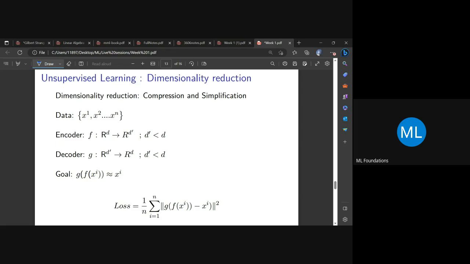Again, the goal is, this is a composition function, right? So you have f of xi. Now you want to take f of xi as an input for your decoder function, and you want your actual xi. So you want this output to be as close as possible to xi.